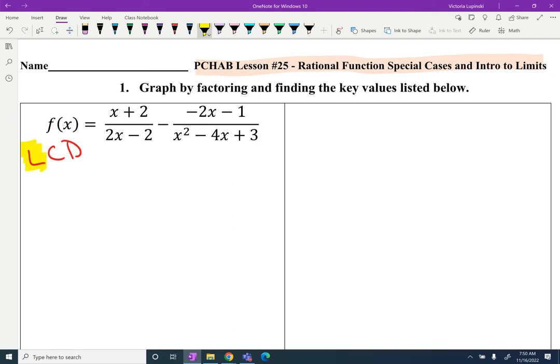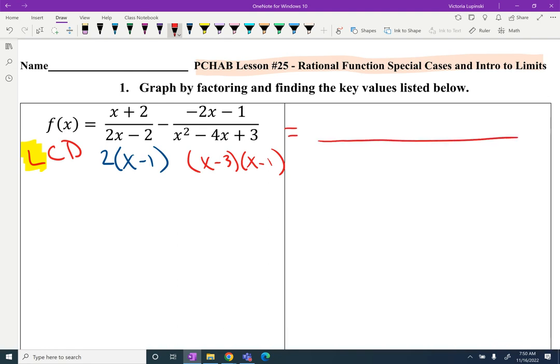So in order to find the least common denominator, you actually want to start the problem by factoring all of your denominators. So starting with 2x minus 2, you're going to factor out a 2. That will give you an x minus 1. Then you're going to factor this denominator, so factors of 3 that add up to be negative 4. That would be x minus 3 and x minus 1. Again, can't stress enough how important factoring is.